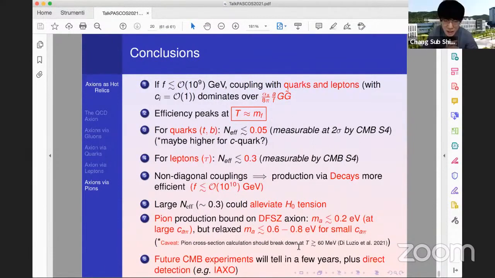Thank you for the nice talk. Okay, so are there any questions or comments? Then let me ask first just a basic question. You discussed the coupling between axion and quark and lepton, and is there any contribution from axion coupling to Higgs or axion coupling to weak gauge bosons?